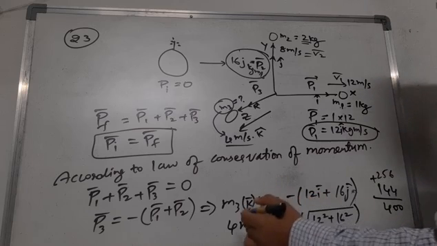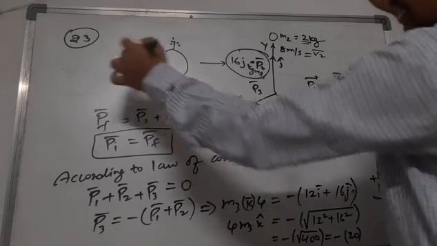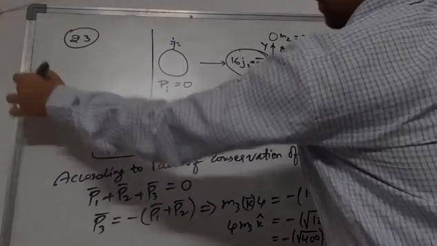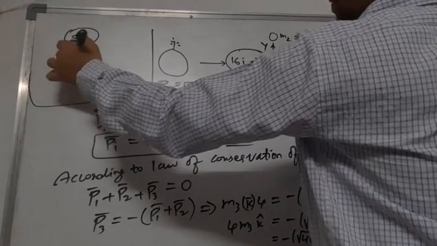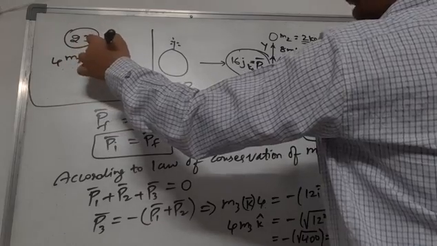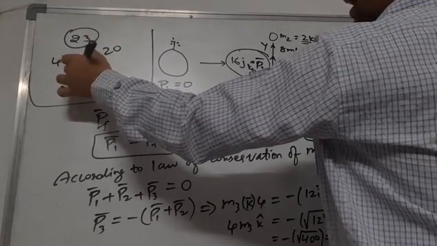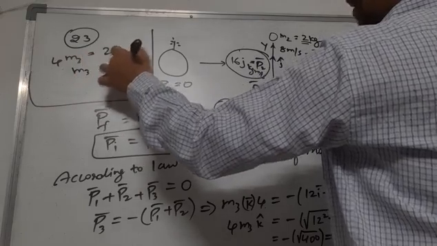So what do we get here? How do we get mass? Here you equate this one. Here you equate this one. 4m3 is equal to magnitude, I am taking 20. m3 is equal to 20 by 4.